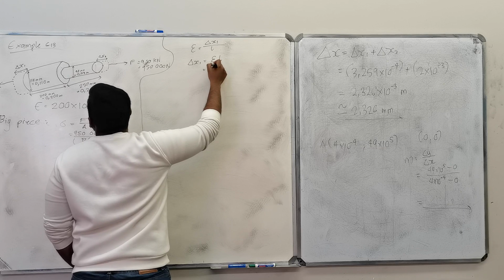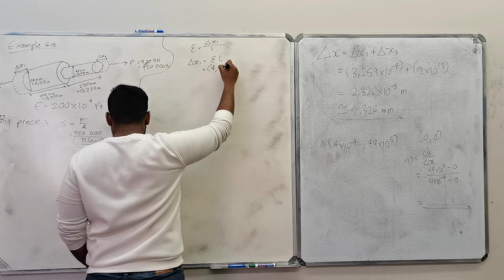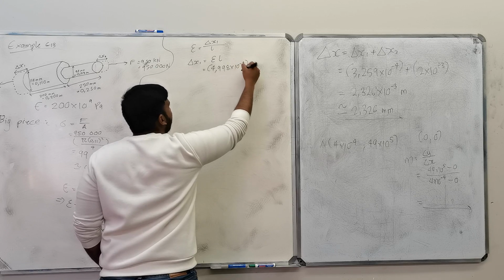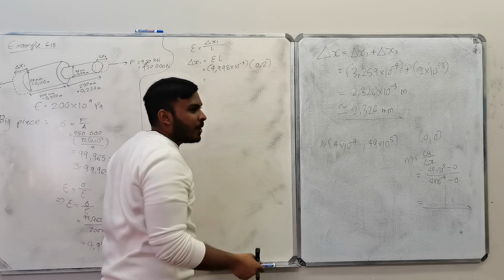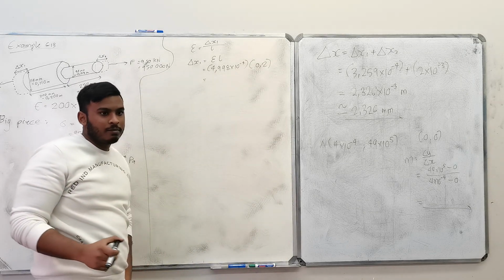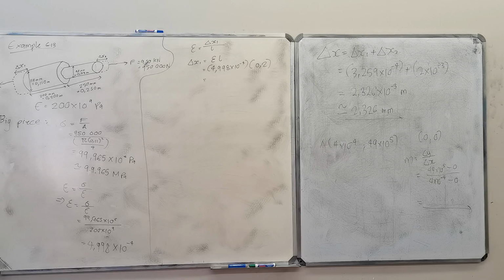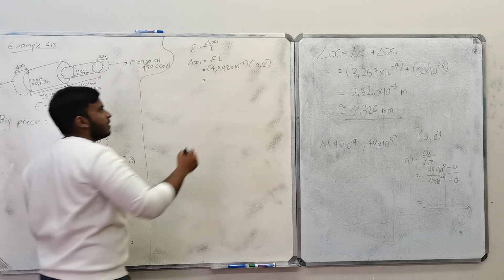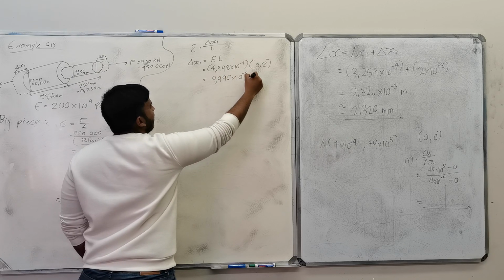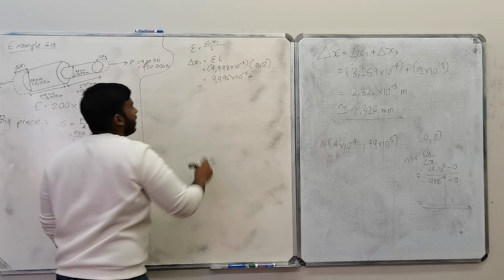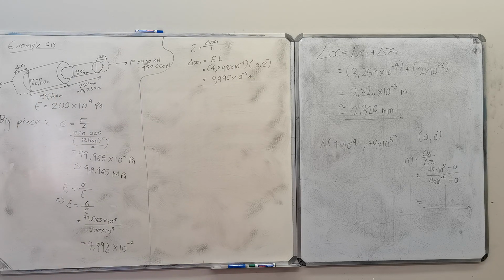This would be equal to 4.998 times 10 to the minus 4, and its original length was 0.2. So, how much did it increase by? 9.996 times 10 to the minus 5. Right? So now we worked out the extension for the big piece. Now let's work out the extension for the small piece.